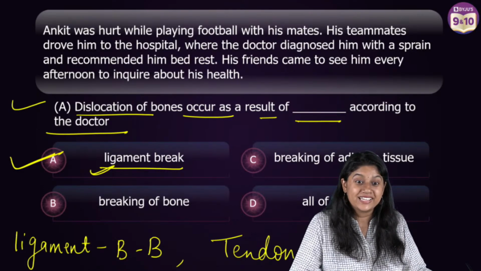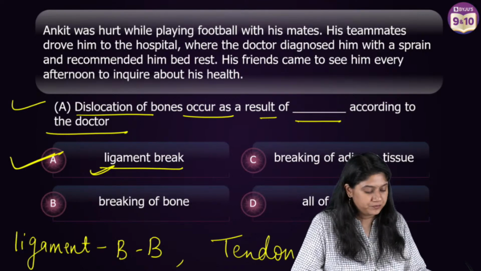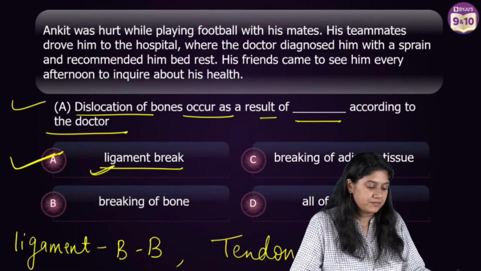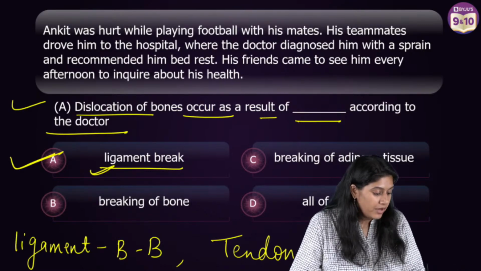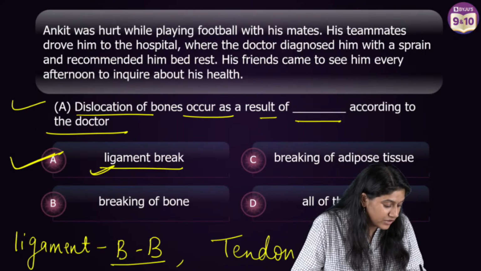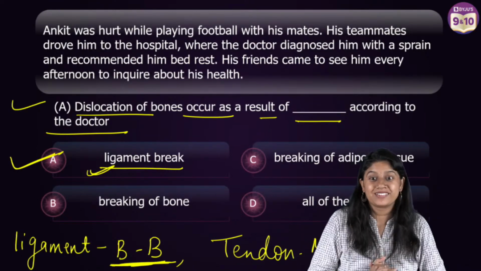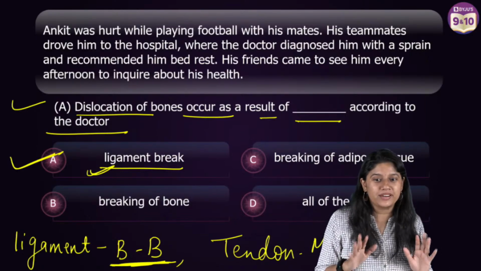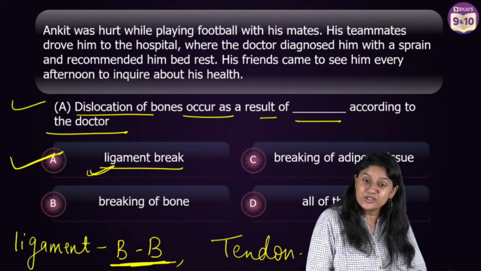Okay? Yes. We need your presence of mind, everyone. So, if there is a ligament break, bone to bone dislocation will happen. That's what I was explaining when I wrote it over here. Yes, I confused you.